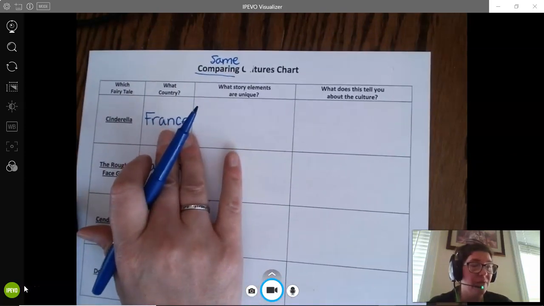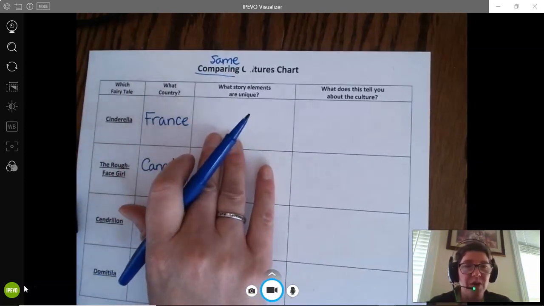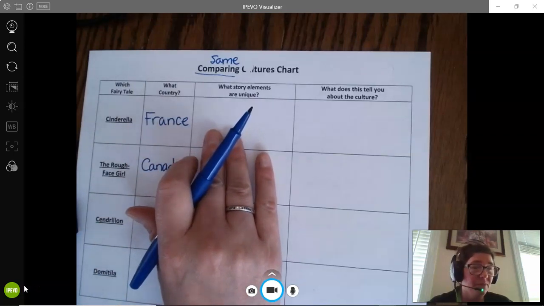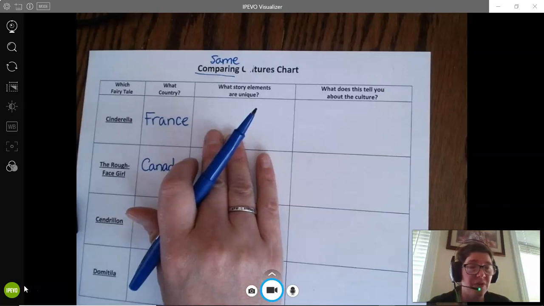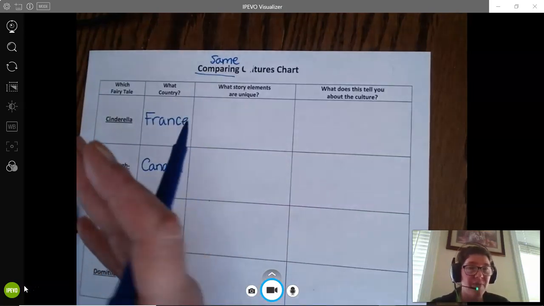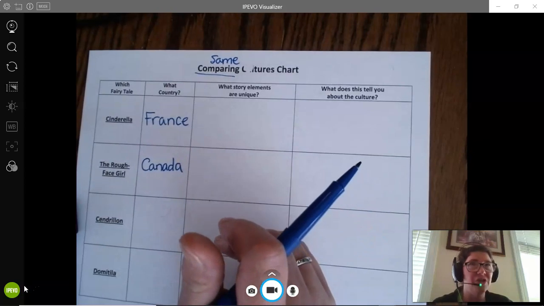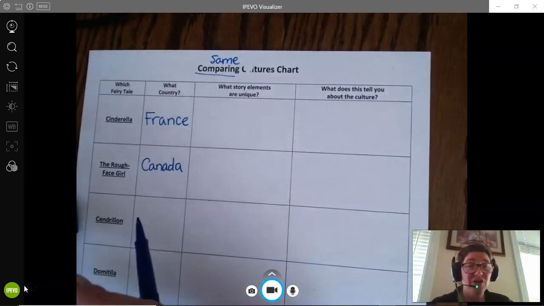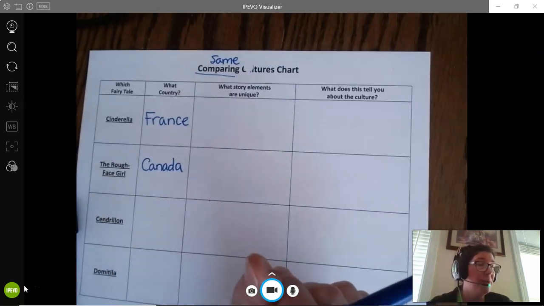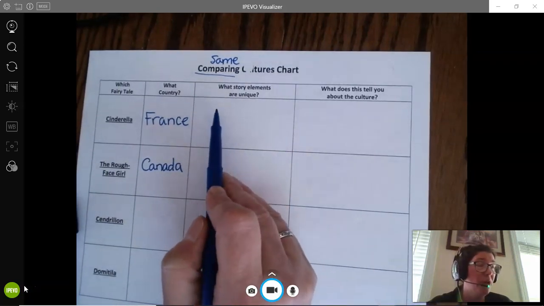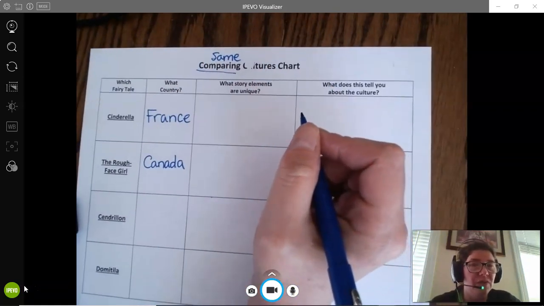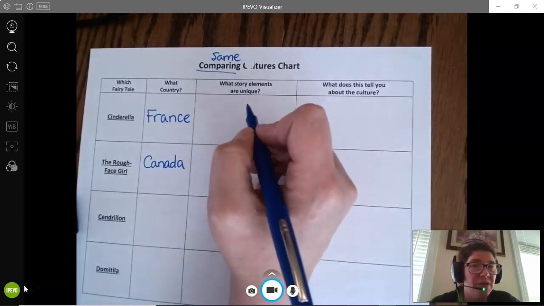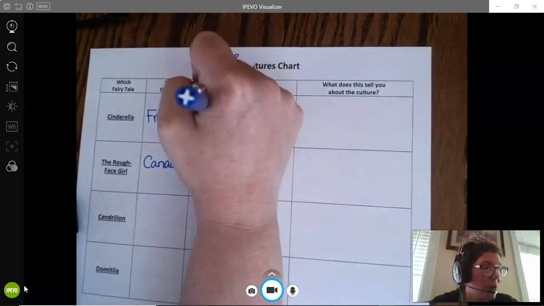So in Cinderella, remember, she didn't get anything nice from her stepmother and her stepsisters, but her fairy godmother had given her something very nice, and it took her fairy godmother's magic to do the transformation so that she went from being a peasant girl to a beautiful princess. Because in different cultures we do wear different types of clothes, okay? So what story elements are unique? We're going to talk about the clothing, okay?